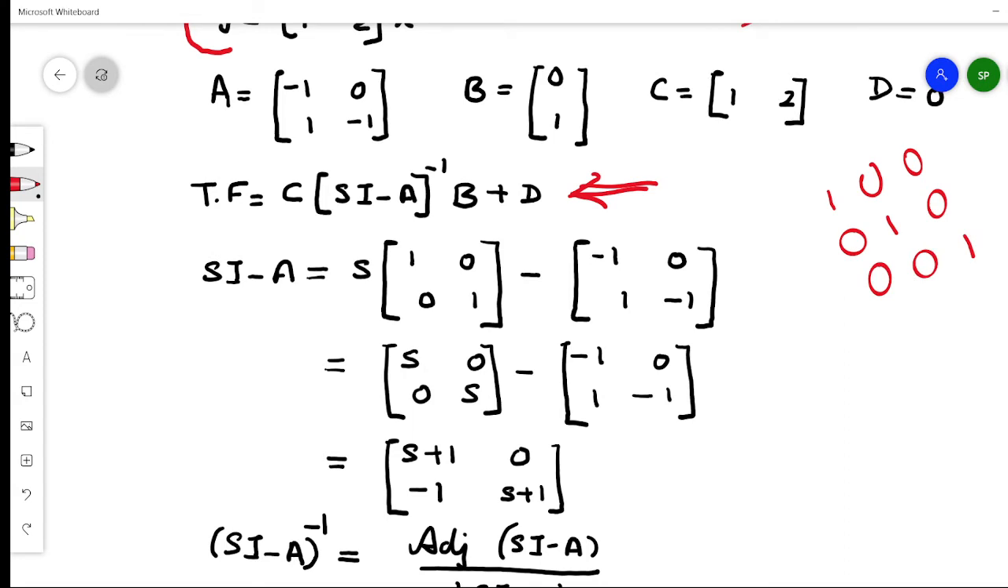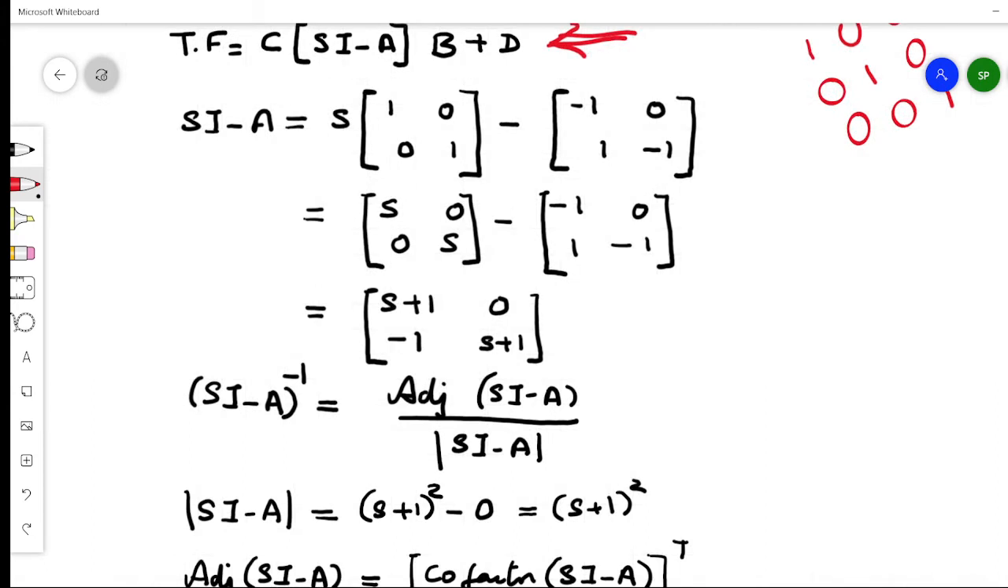So we have taken s into I, [1, 0; 0, 1], minus A. When you multiply s with this identity matrix, you get [s, 0; 0, s] minus the A matrix, [minus 1, 0; 1, minus 1]. You just need to do the arithmetic operation here, directly doing the subtraction. s minus minus 1: the first minus and minus becomes plus, so it becomes s plus 1. Then 0 minus 0 gives 0. Then 0 minus 1 gives minus 1, and s minus minus 1 gives s plus 1. So we got this matrix for sI minus A.